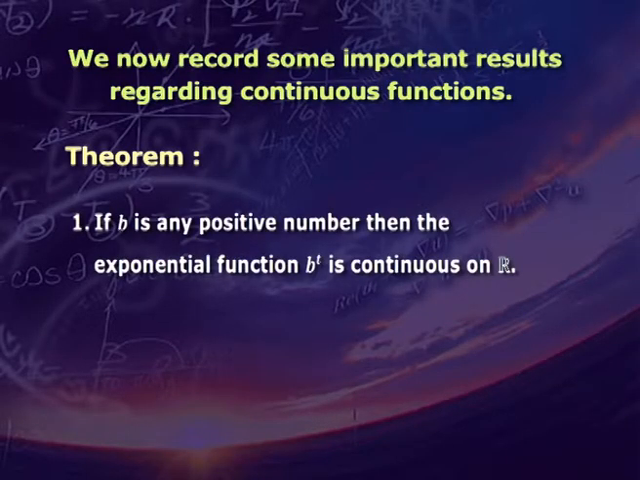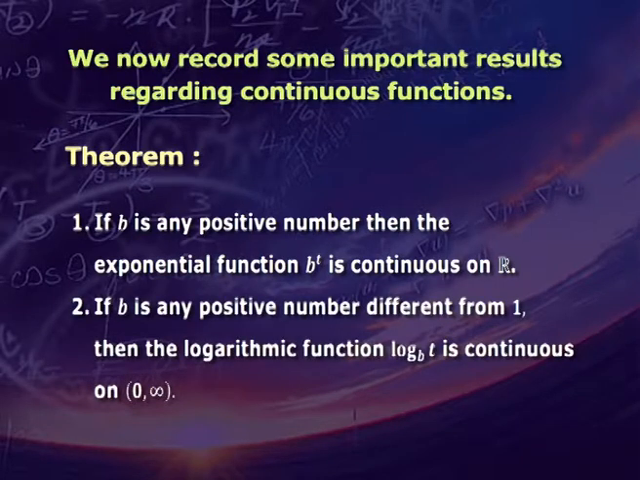If b is any positive number, then the exponential function b raised to t is continuous on R. 2. If b is any positive number different from 1, then the logarithmic function log t to the base b is continuous on (0, infinity).